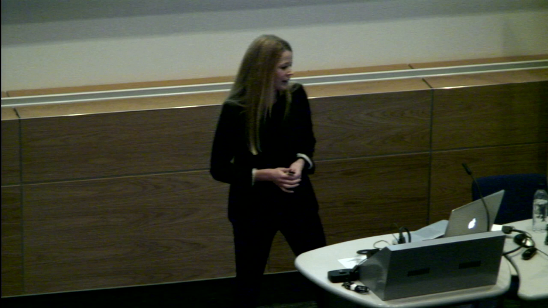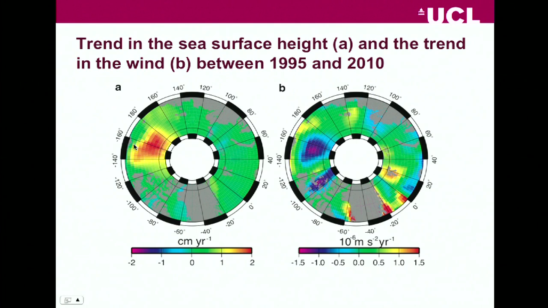So what we can do now is take our sea surface height data, and we can take some wind data. And these two figures here show you, this one here, A, is the trend in the sea surface height. So again, that's that Western Arctic, that's the Beaufort Gyre. And this is a trend, so it's how the sea surface height is changing through time. And what's happening here is that you're getting an increase in the doming of that gyre. The center points are increasing faster than the bits around the edges.